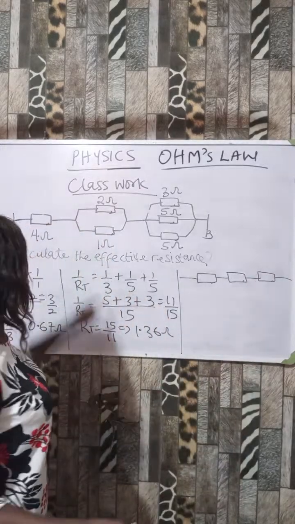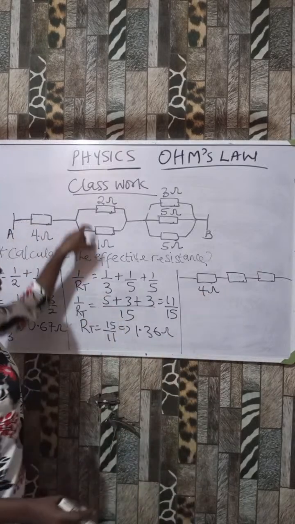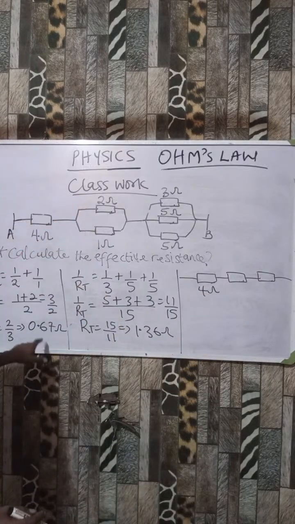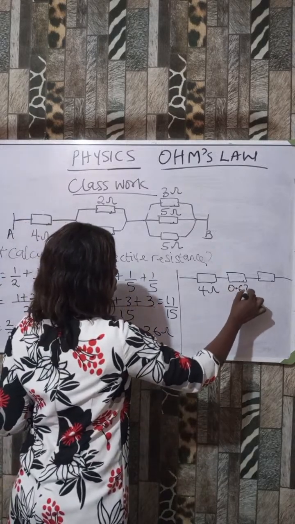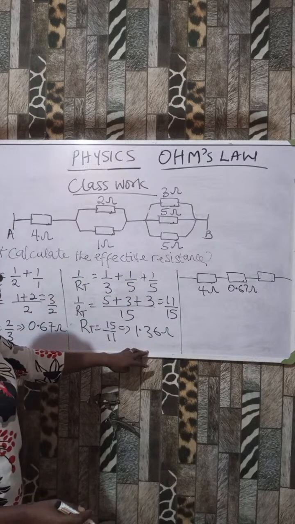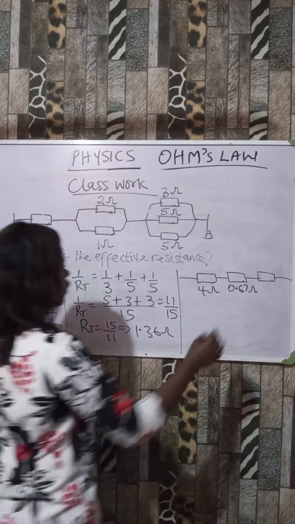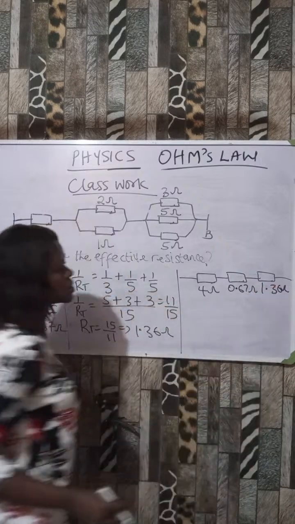I see it now. So this is my 4 ohm. Now when I added these two together, I got 0.67 ohms. Then I added this one together, and I got 1.36 ohms. Do you understand?